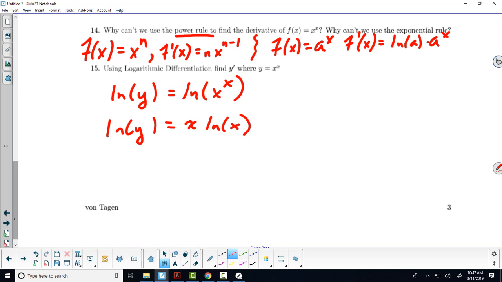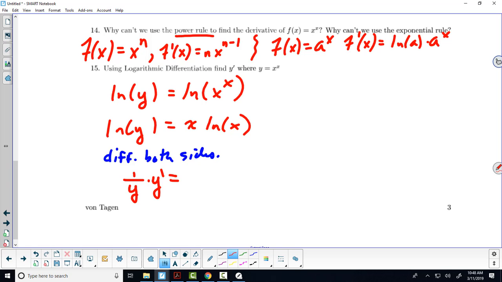So now I can differentiate both sides. Okay. So on the left-hand side, Victoria, what do I get when I differentiate both sides? 1 over y times the derivative of y, which is y prime. Very good. And that was because of what? The chain rule. Okay?